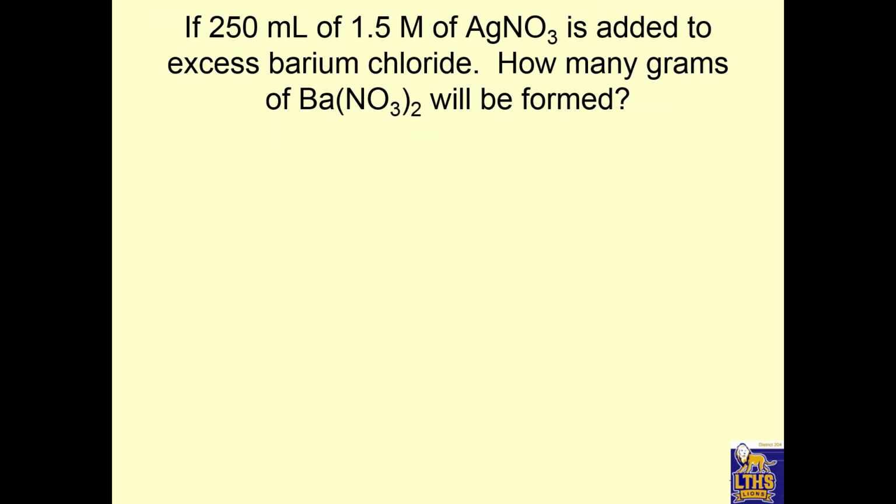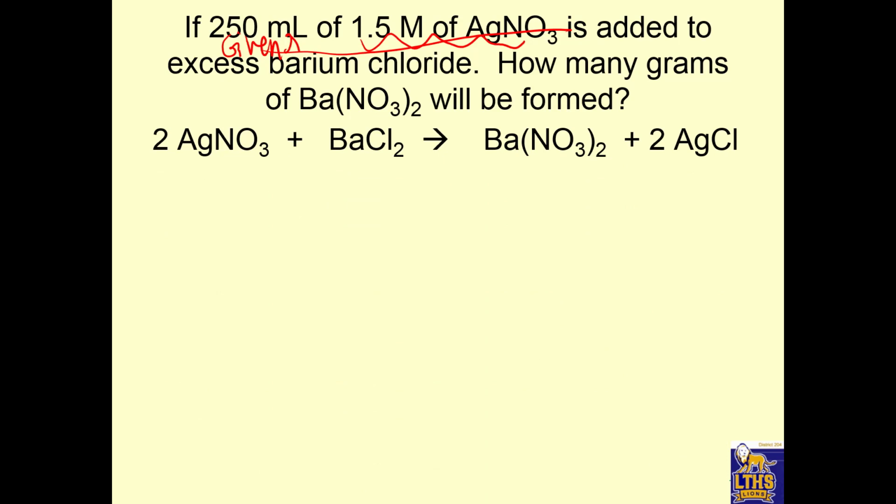All right. We have one more thing to do to make sure we can do these problems, which is molarity. Okay, so given 250 milliliters of 1.5 molar silver nitrate, and then we have excess barium chloride. So how many grams of barium nitrate will form? So find, all right, we want to change the identity. We want to change silver nitrate into barium nitrate. So we need to change the chemical identity.